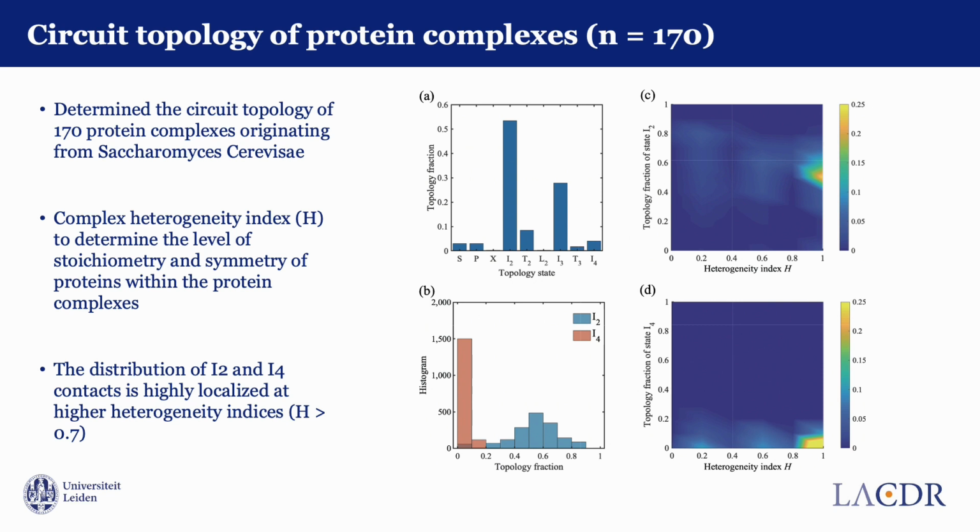The average topology fractions of the topological states for all protein complexes are shown in figure A. The topology independent 2 has the highest fraction compared with the other states. This is the result of the complexity of the structure and contacts inside each protein of the complex, which is in turn reflected in the rise of the independent contact pairs.